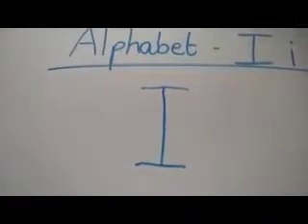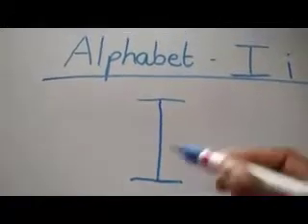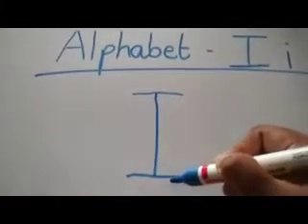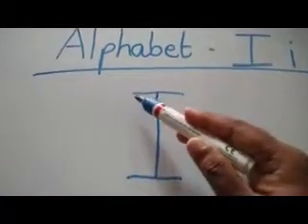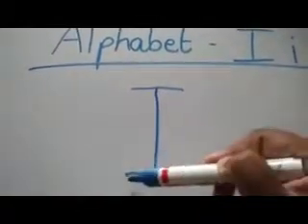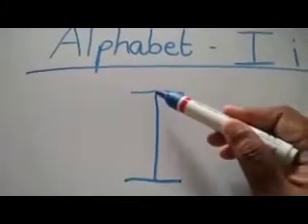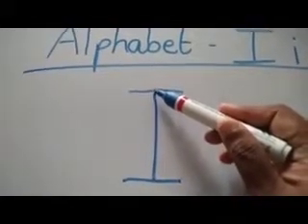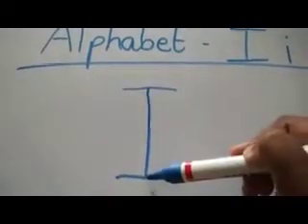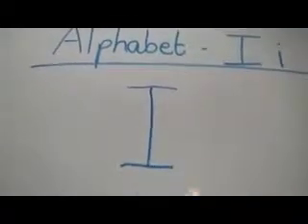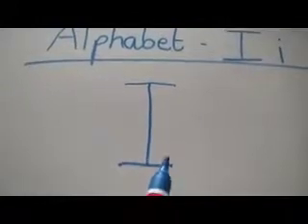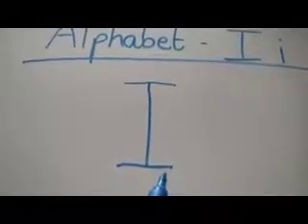You all know how to write capital I, right? First you have to draw one standing line, then one sleeping line above the standing line and one more sleeping line below the standing line. The sleeping line should touch the standing line, okay? In this way. Understood, children? So this is your uppercase, that is capital alphabet I.